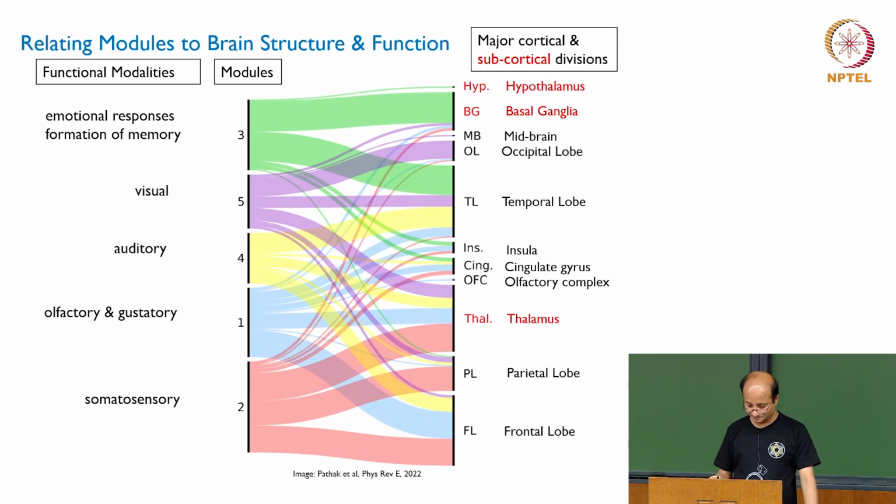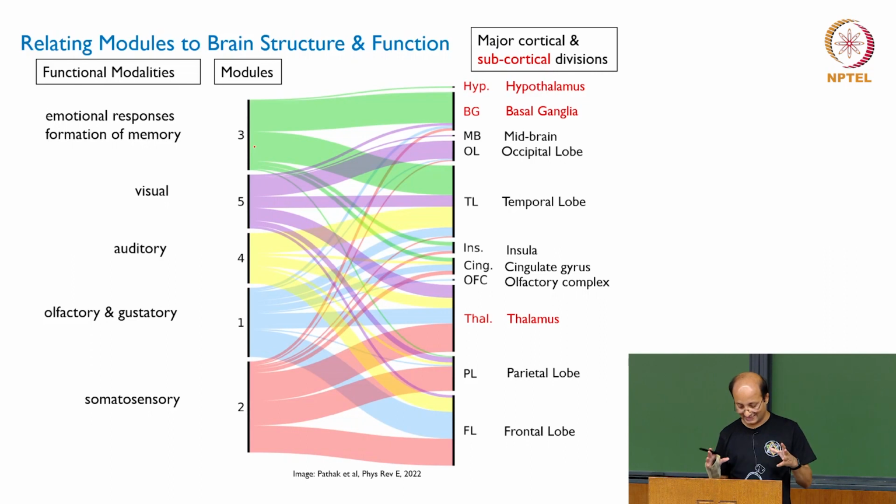So for example, if you look at modules 1, 2, 3, 4, 5, module 1 is mostly associated with olfaction, that is the sense of smell and taste. Module 2 is associated with somatosensory motor sensations. 3 is associated with emotional responses and formation of memory. 4 is associated with auditory, hearing, and 5 is associated with visual.